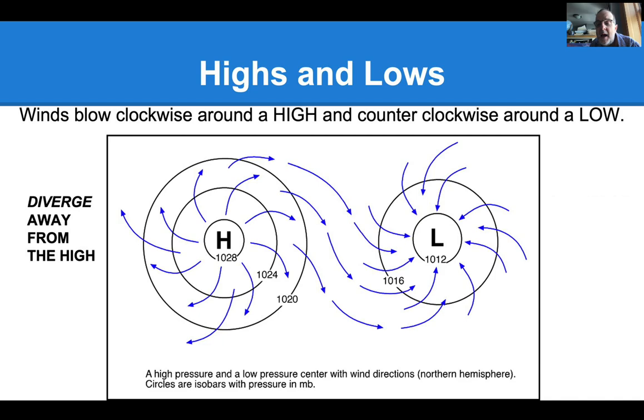Diverge away from the high, converge towards the low. Away from the high, towards the low.